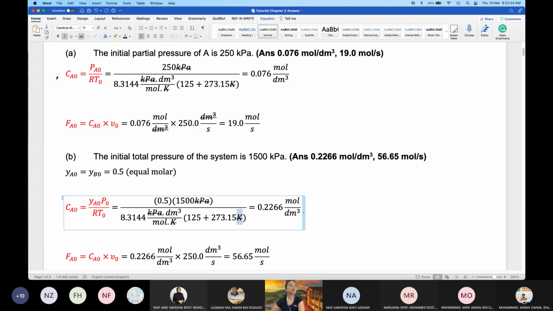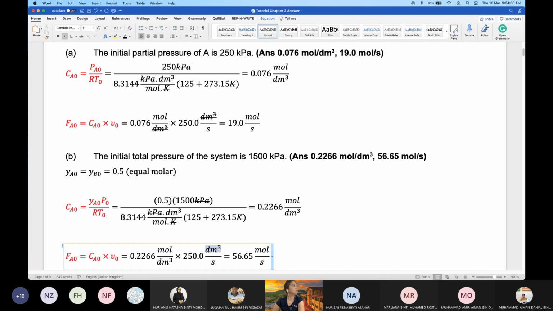That's the conversion factor. So now I can cancel kilopascal, I can cancel Kelvin, and I'm left with, once more, mole per dm cube, which is my concentration unit. So you calculate the number, and you will get 0.2266 mole per dm cube. Subsequently, to find FA naught, that's straightforward. FA naught is still the same, CA naught multiplied with V naught, but of course don't forget that my CA naught has changed, because my new CA naught is 0.2266. So I multiply 0.2266 mole per dm cube with my initial volumetric flow rate, which is again the same 250 dm cube per second.